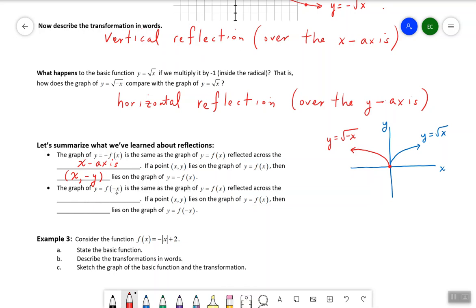Here in the next sentence, we're looking at f of -x, so that's an inside transformation. That means we're reflecting horizontally over the y-axis. And so the point at x, y now would change x-coordinates. x would become negative x, and the y-coordinate would stay the same.